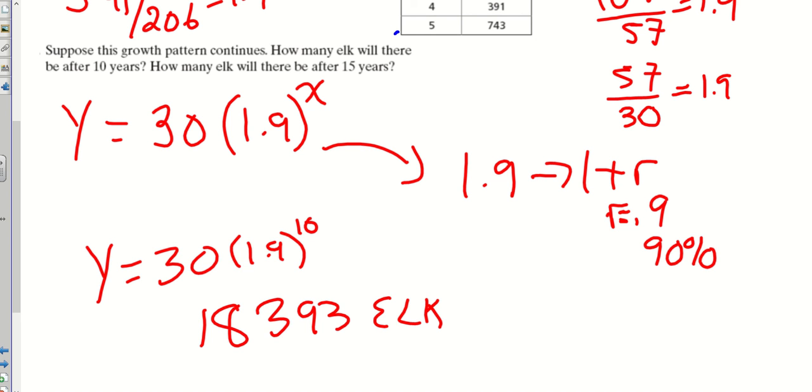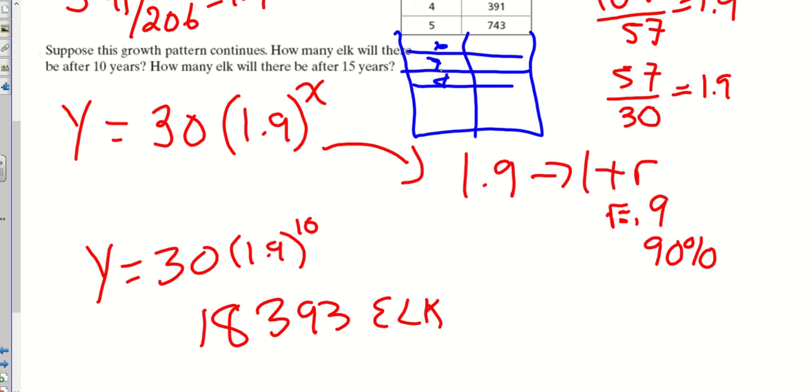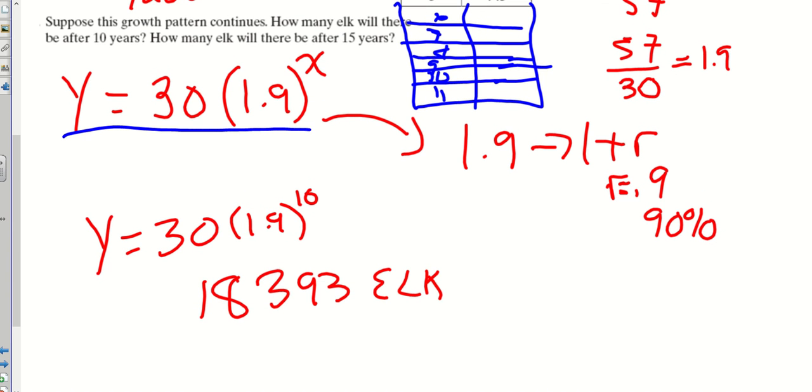Now, there's nothing wrong with extending this table (11, 12, 13, and so forth), continuing your constant multiplier of 1.9. Well, that can be very tedious. As you see with the next part, we want to know how many elk there will be after 15 years. So now essentially I am tripling the table because I had through 5 and now I need through 15. A lot of math, a lot more chance to make a mistake. Whereas if we have this formula created, all we're really changing is the exponent.